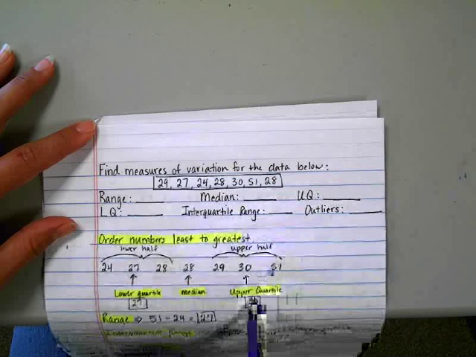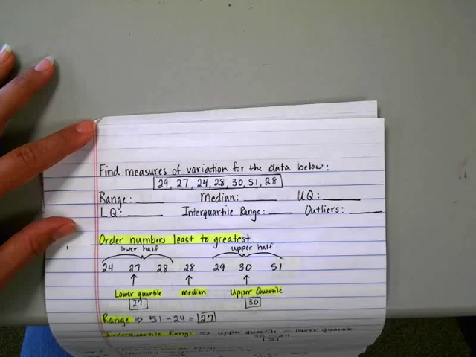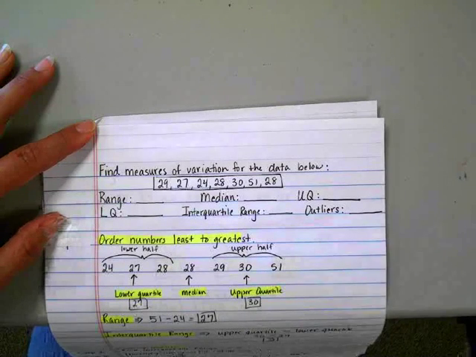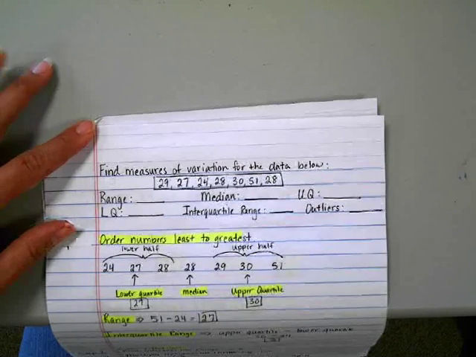My upper quartile is 30 because it's in the middle of the upper half. You might take a second to rewind or pause and write down a question you might have about this information.